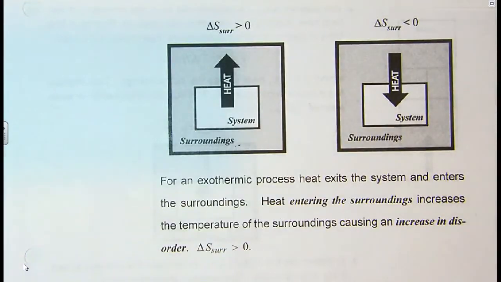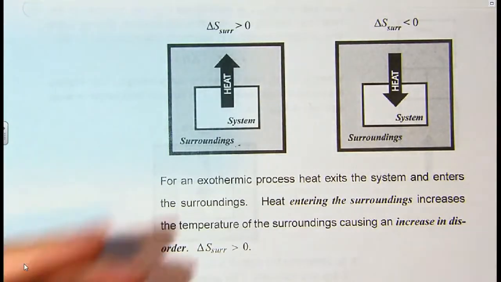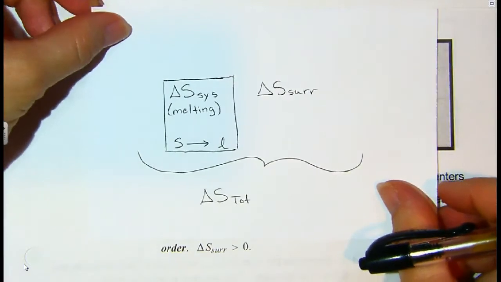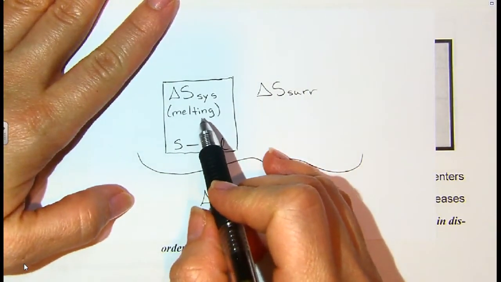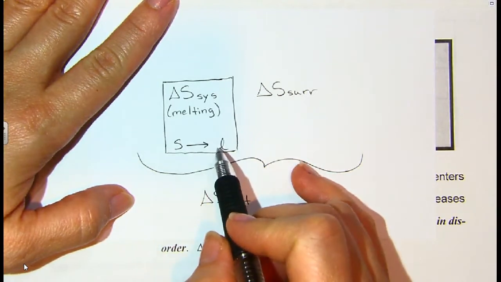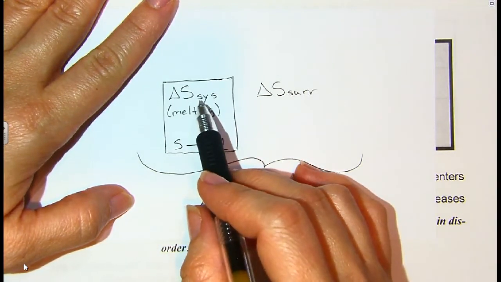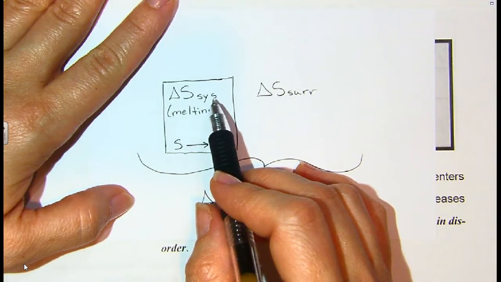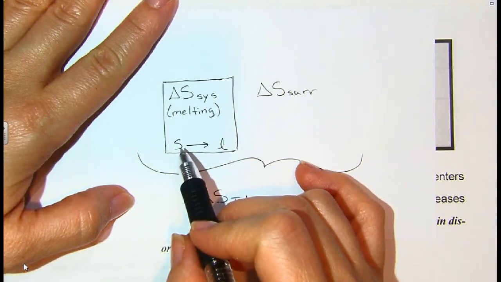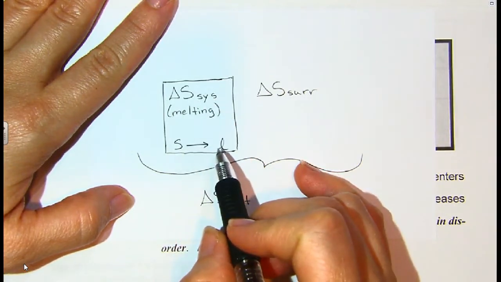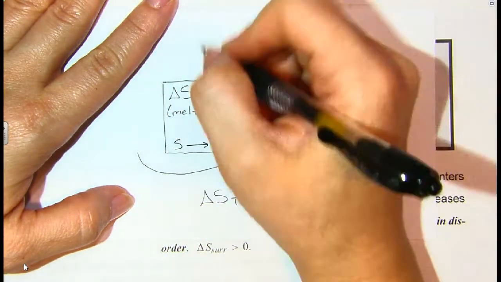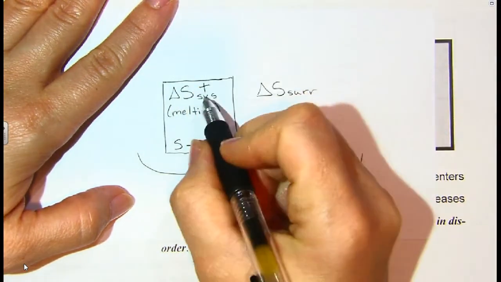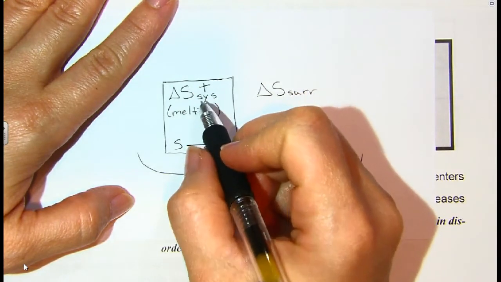Here are a couple examples that I came up with separate from the note set. So let's consider this. If I have some ice that's melting, it's changing from a solid to a liquid, what would be the sign of the delta S of this system? Well, it's becoming more disorganized or disorderly as it changes from a solid phase to a liquid phase, so this has a positive delta S of the system.